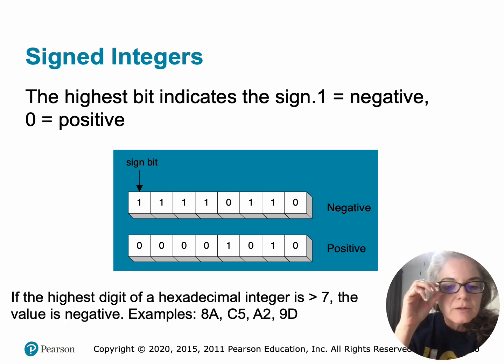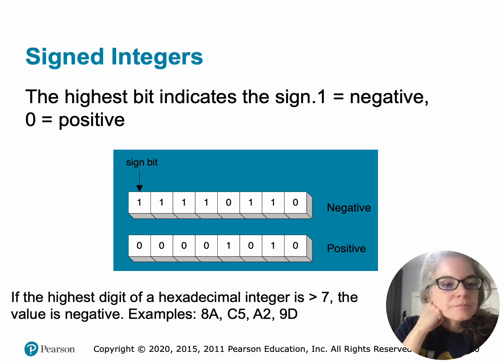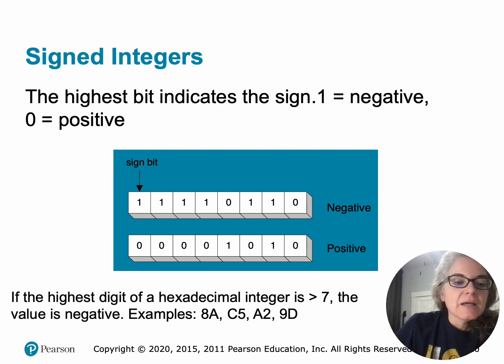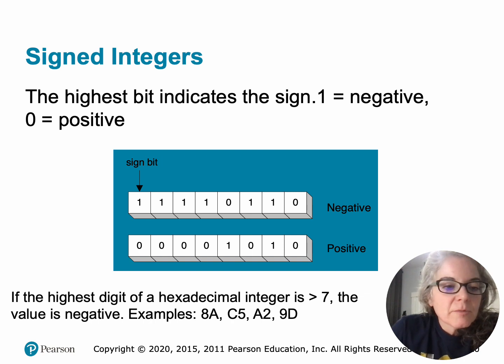Okay, the next thing that we're going to look at is signed integers. If the integer is unsigned, then it's just going to be positive. But if it's signed, it can be positive or negative. The way that you're going to know that is by looking at the highest bit. The highest bit of your binary number is going to tell you if it's positive or negative.